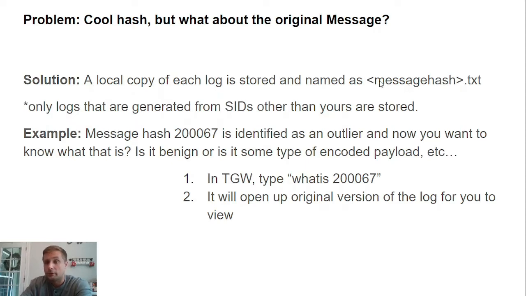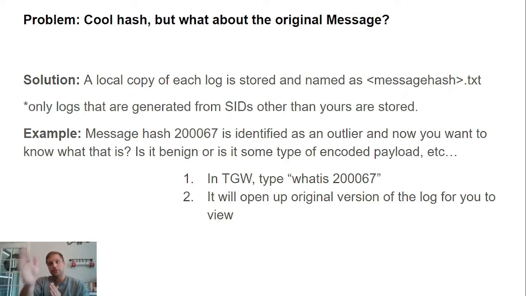So whatever your message hash ends up being, that log file will be called 6534 or whatever it was .txt. And that's only for logs that are generated from SIDs other than yours. What that means is that it's a way of preventing you from hunting yourself. So it'll only store logs that don't belong to you.